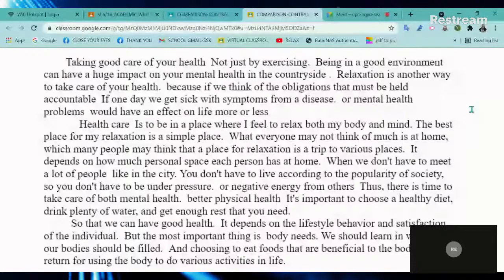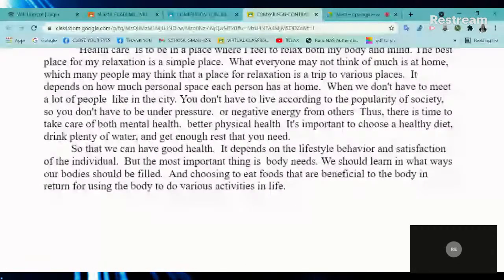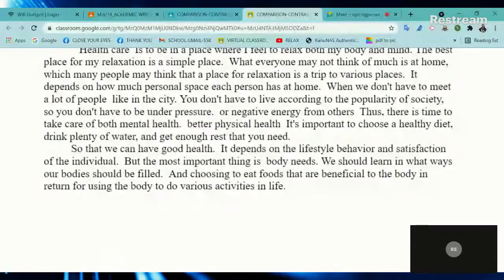Healthcare is being in a place where I feel able to relax, both my body and mind. The best place for my relaxation is a simple place. What everyone may not think of much is at home, which many people think of as a place of relaxation rather than a trip to the workplace. It depends on how much personal space each person has at home. When we don't have to meet a lot of people, like in the city, you don't have to live according to the popularity of society, so you don't have to be under pressure or negative energy from others. There is time to take care of our mental health and better physical health.